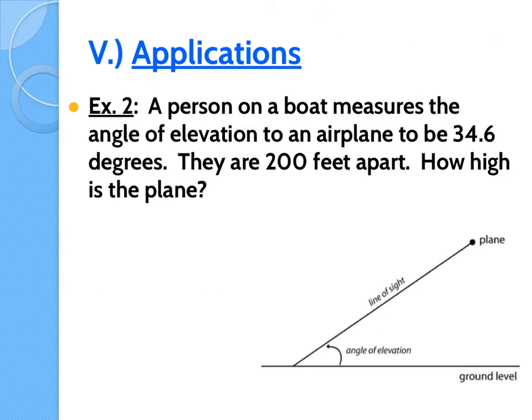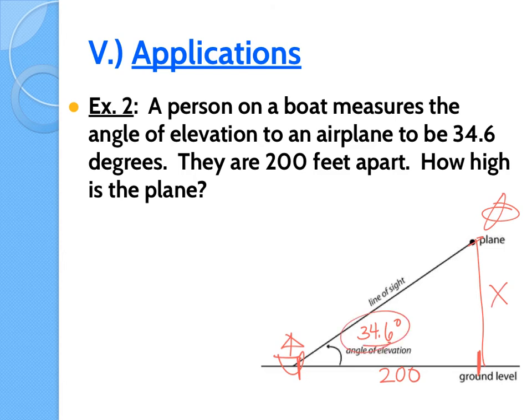Here we have a person on a boat, so our boat would be down here, and they see the airplane up there, and the angle is 34.6 degrees. They are 200 feet apart. And with this one, we are talking about the horizontal distance, not the diagonal. So this is 200, and we want to know how high the plane is. So we're looking at x.